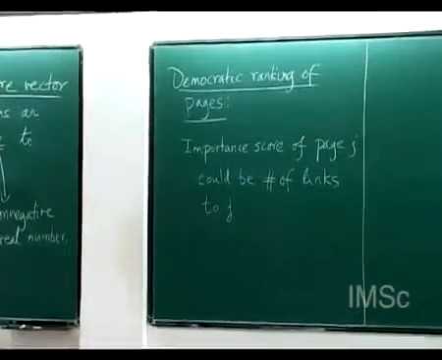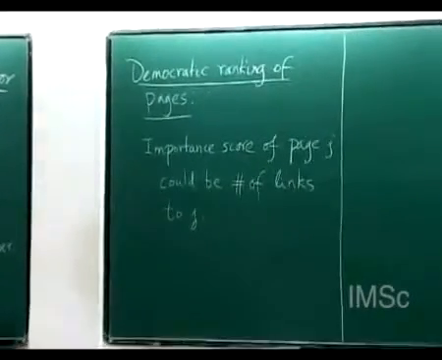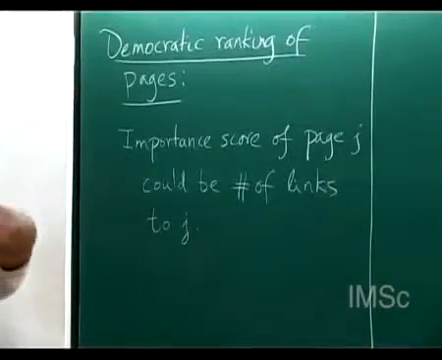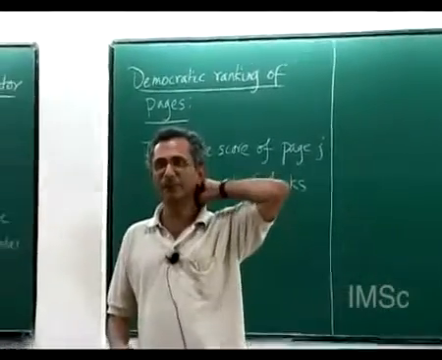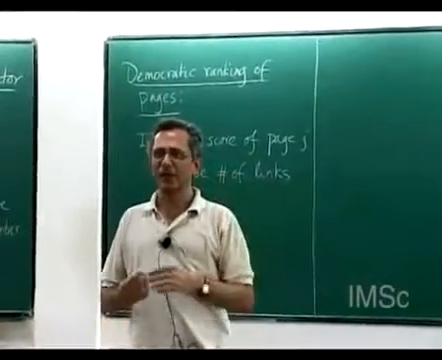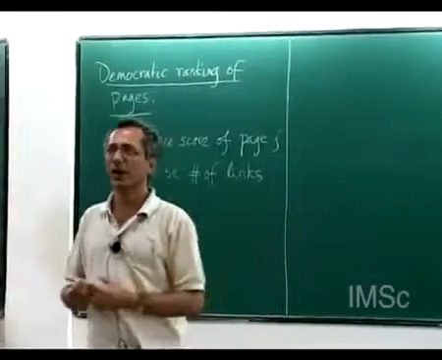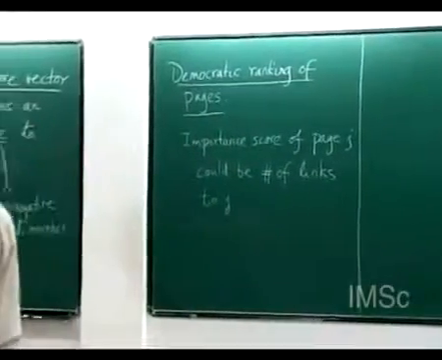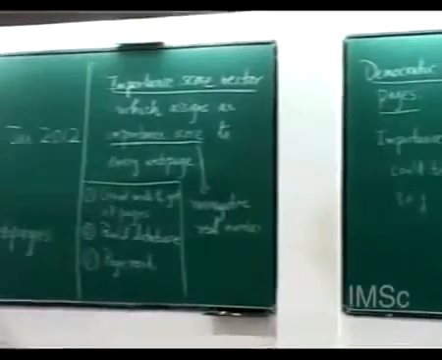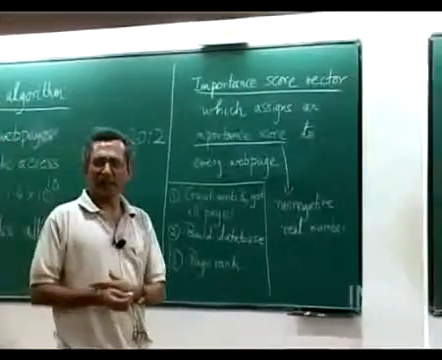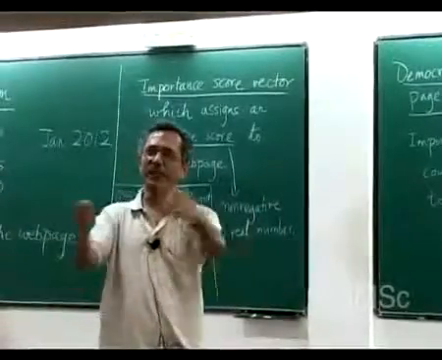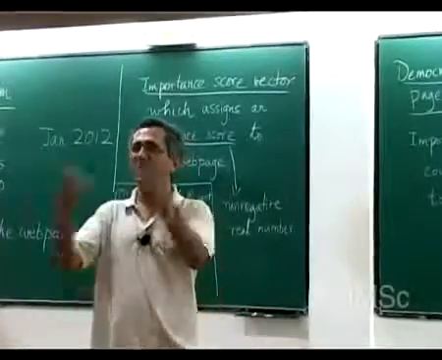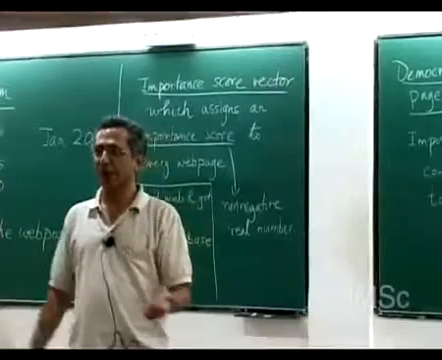But isn't that, do you think that is really representative of the entire web? Just counting the number of links that point to page J, would that be representative of the entire web? Because what I can do is just create a little network of my own with many, many edges pointing to my page, and thereby say that I am a very important page.